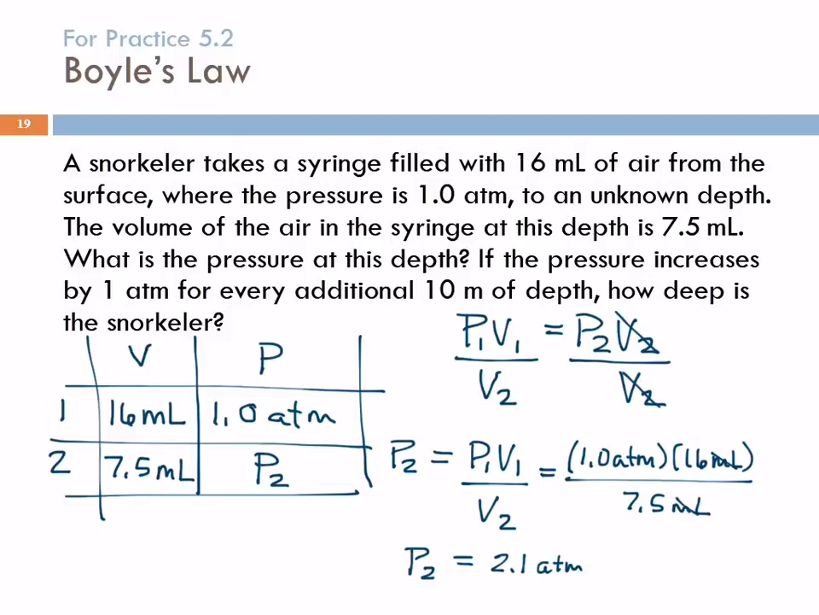The answer to question 2 is a little bit trickier, and this is where you have to think a little bit. So the pressure increases by 1 atmosphere for every additional 10 meters. I'm going to pull this up to the top. 1 atmosphere per 10 meters of depth. What was the pressure at the surface? It was 1, right? The pressure was 1, and now it's 2.1. How much did it increase?